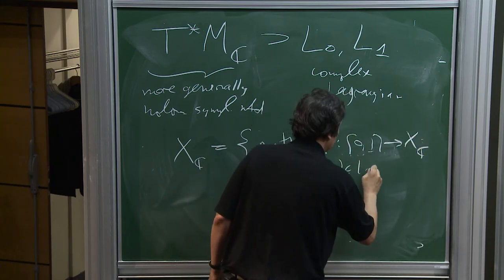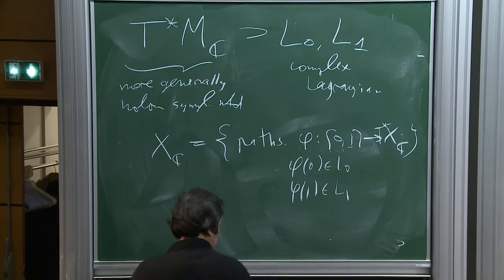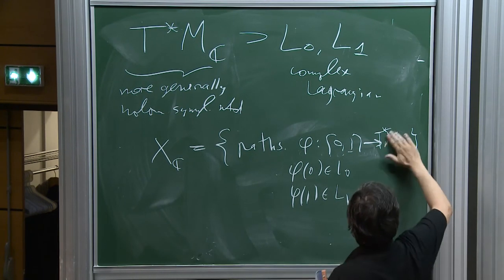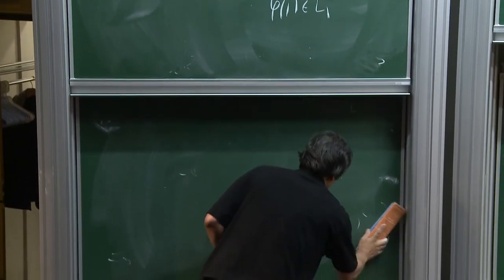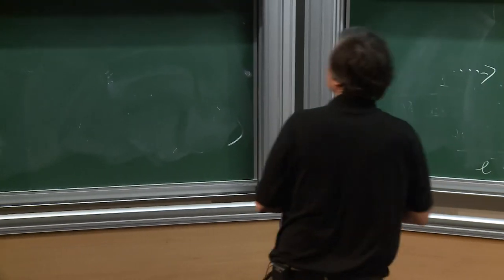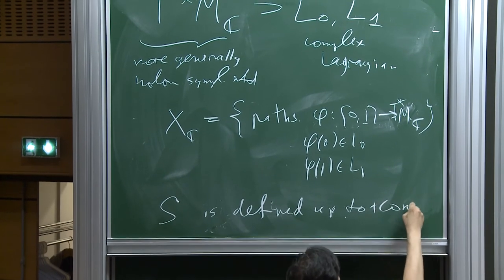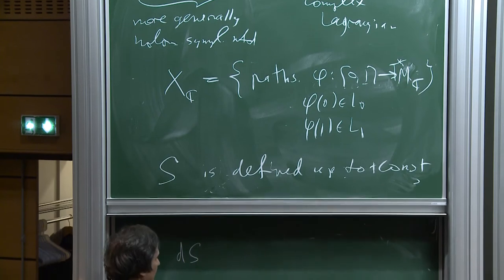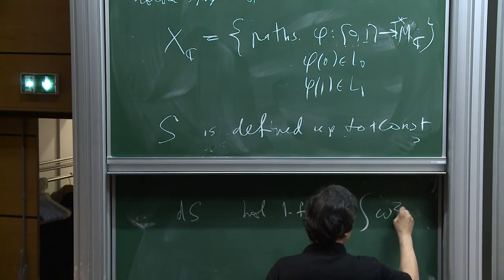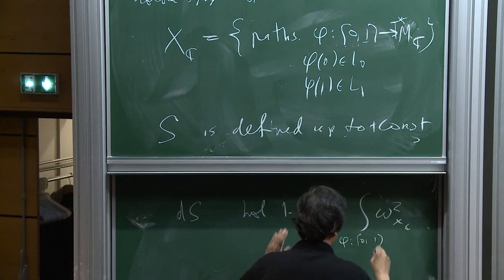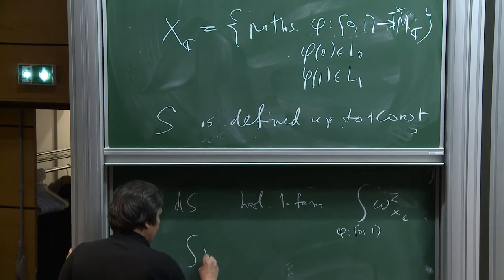So that f of 0 belongs to L0, f of 1 belongs to L1, and back to tangent bundle. And as an action, I choose M_C, right. I have this infinite dimensional space. The action functional, which I consider here, is defined only up to a constant and only locally. So I just have to write what is the differential of these things. It will be a holomorphic one form, which will be integral of two form of my path. When I have a one parameter family of paths, I get a surface and I integrate again. Well-defined thing.